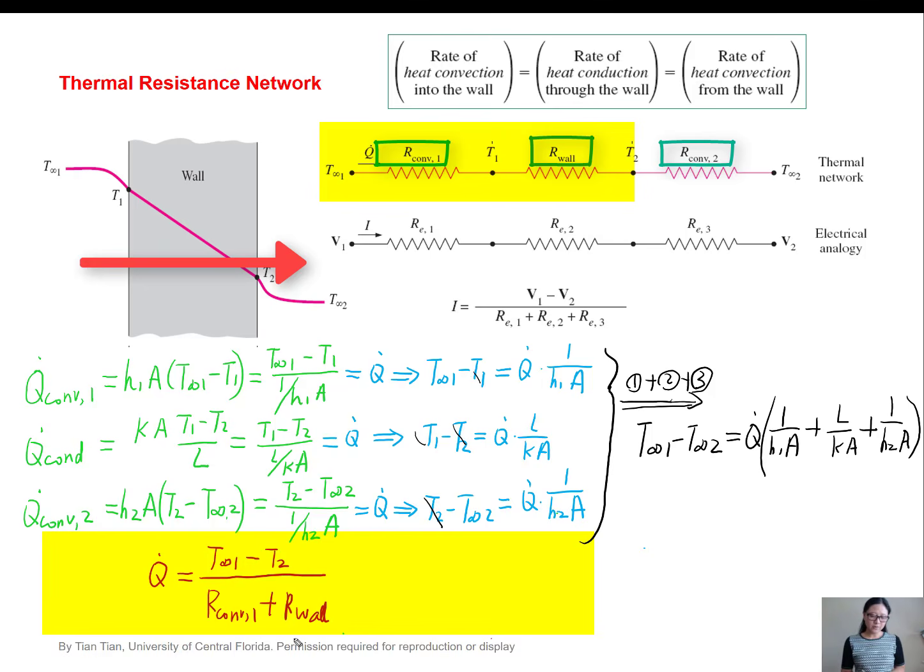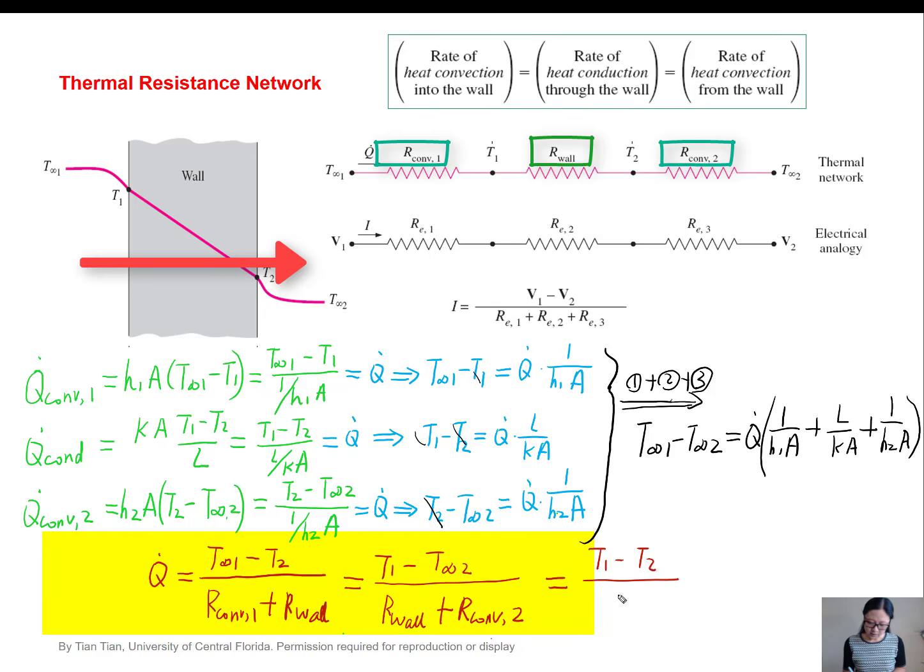You know the conduction resistance is L over kA, or it is T1 minus T∞2 divided by the resistance in between. Conduction resistance of the wall plus the second convection resistance. Or T1 minus T2 over the resistance in between.